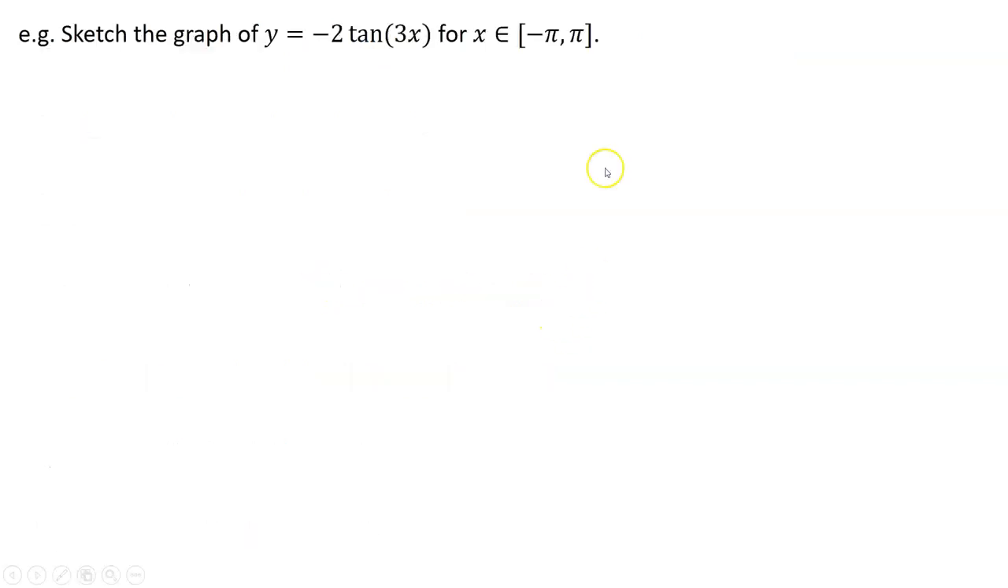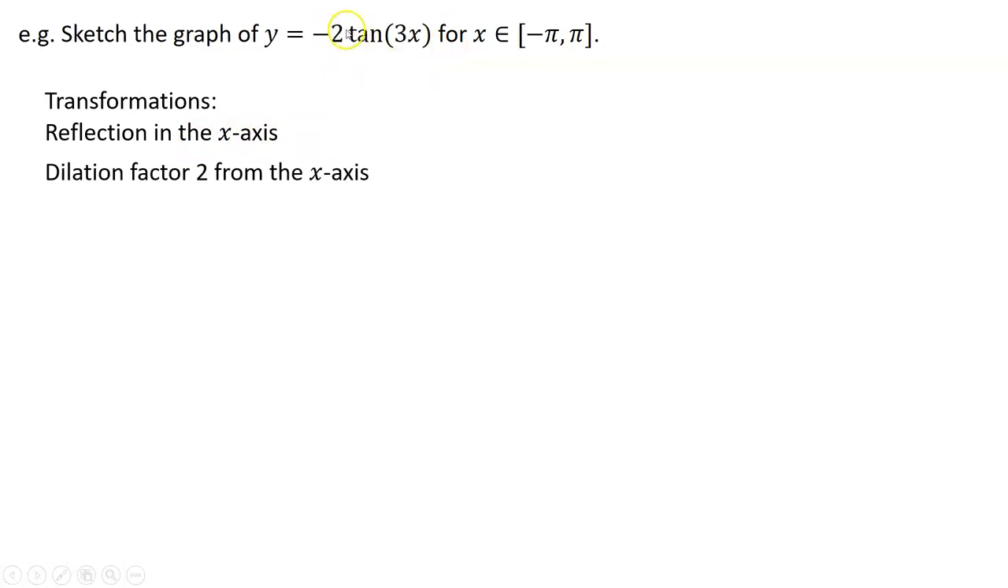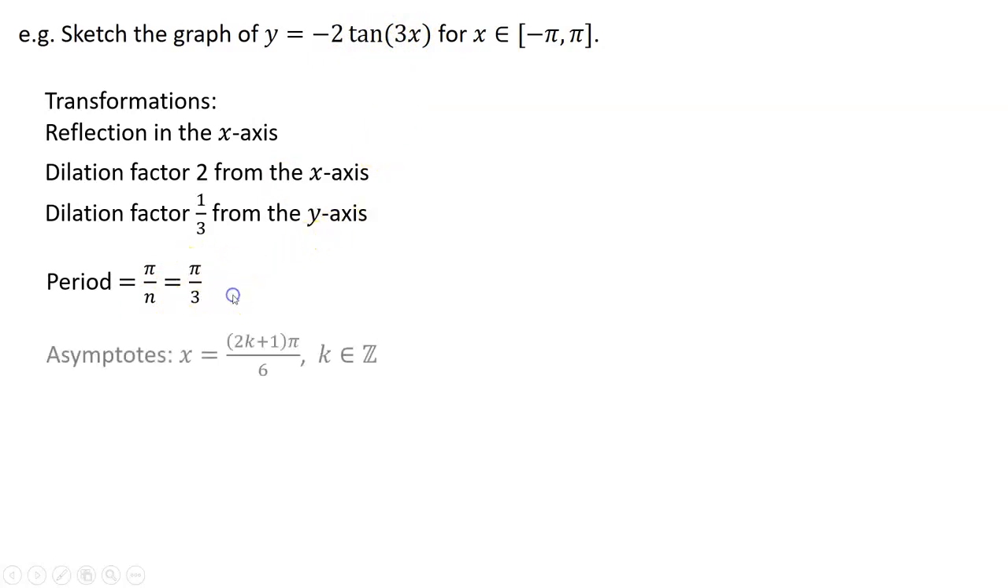So let's have a look at using those transformations to sketch this graph here. Let's look at what we have, the transformation. So we've got this negative here multiplying the whole function, so that's a reflection in the x-axis. This is a dilation factor 2 from the x-axis. The word factor is really important when we're describing a transformation, and it's from an axis, not in an axis. Then this 3x gives me a dilation factor 1/3 from the y-axis. My period is the normal period of tan, which is pi, divided by n, which is the coefficient of x. So in this case, the period is going to be pi on 3.